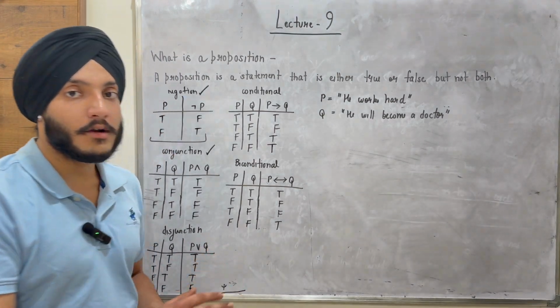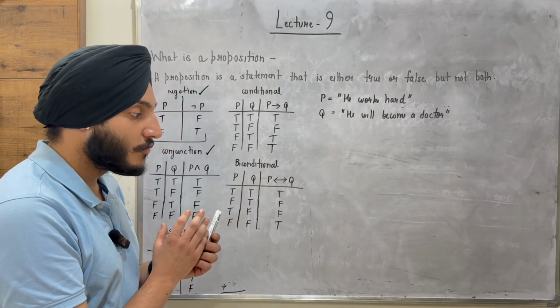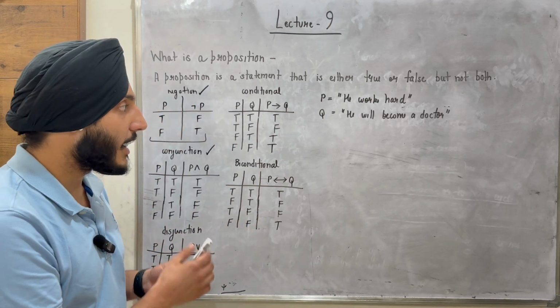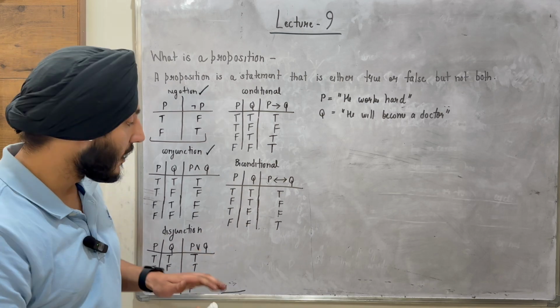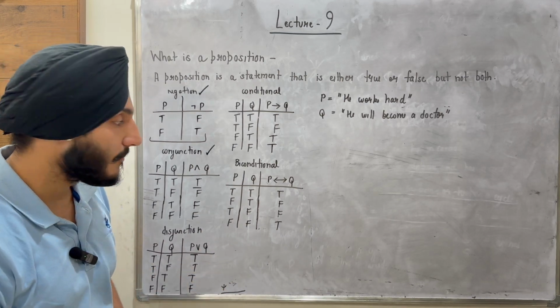So quick summary of or. Whenever I'm using or in propositional logic, I only want one of those conditions to be true in order for the result to be true, right?